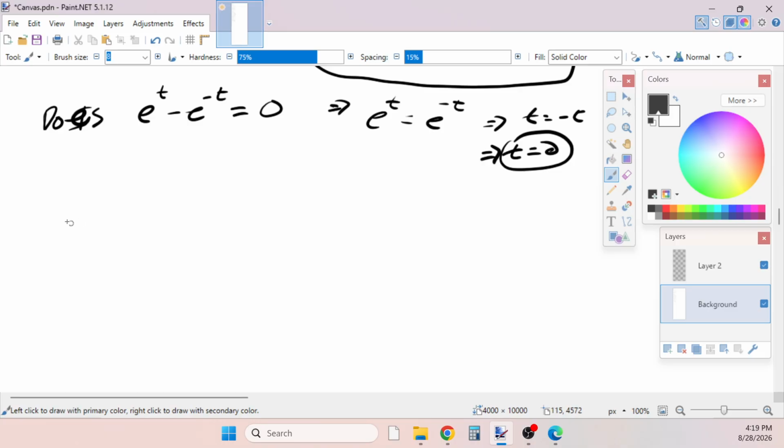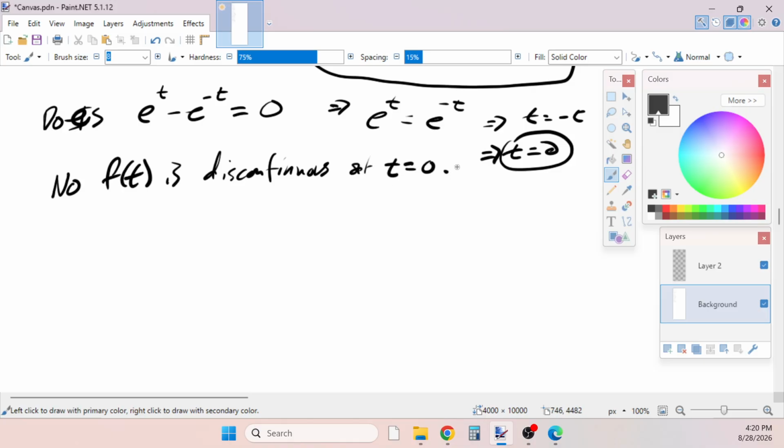So the answer to this question is no. F of t is discontinuous at t equals 0. Number 164 asks about the intermediate value theorem. So let's talk about the intermediate value theorem.